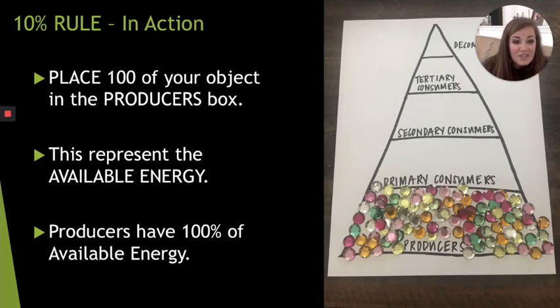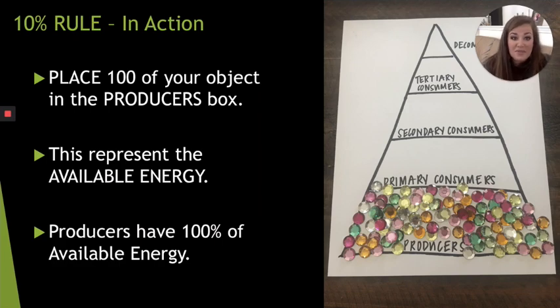All right, now that you're ready to move forward, you're going to place 100 of your object in the producer's box. Mine got a little crowded because my pyramid wasn't quite big enough. So I have some that are doubled up and layered, but I think you guys will still understand what we're trying to do here. I put all 100 of my items in that producer's box, and that represents 100% of energy available at that phase.